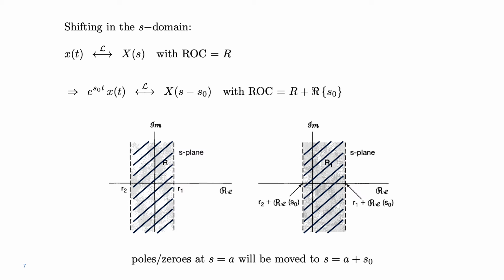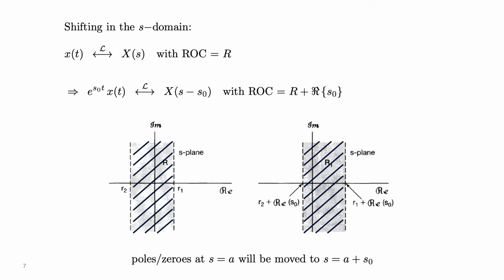So basically the region of convergence, which is always a vertical strip somehow, will be shifted horizontally along the real axis by a quantity, the real part of s0. Well, that is normal because we have done a shift in the S domain. So all the poles and zeros that were, for example, at s equal a will now be moved to s equal a plus s0. That's why the shift, which you also see represented graphically at the bottom of the slide.